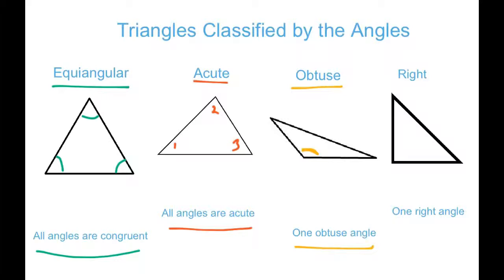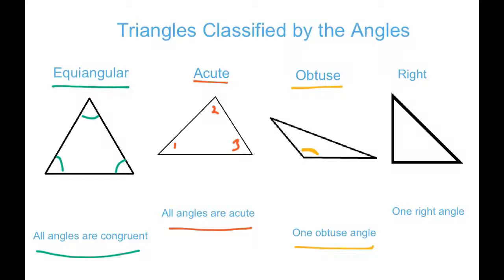So a triangle can only have one obtuse angle, because we also learned earlier that the sum of the interior angles of a triangle is 180. And if one angle is already greater than 90, then the other two angles couldn't also be greater than 90. That wouldn't add up to 180 for all three angles.